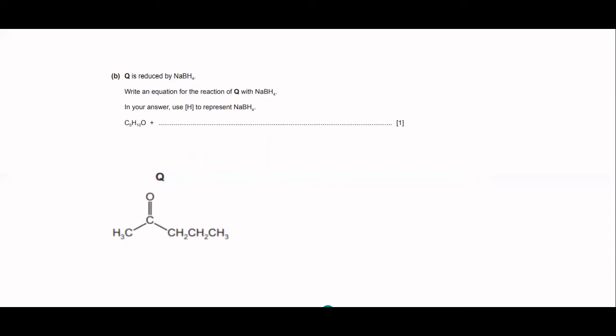So now let's move on to the next part of the same question. Q is reduced by sodium borohydride. I've put the structure of Q here. And sodium borohydride is a reducing agent which can reduce carbonyls. It can be an aldehyde, it can be a ketone. Aldehydes or ketones will be reduced to alcohols. I'll give an explanation for that. Here is the explanation for that change.